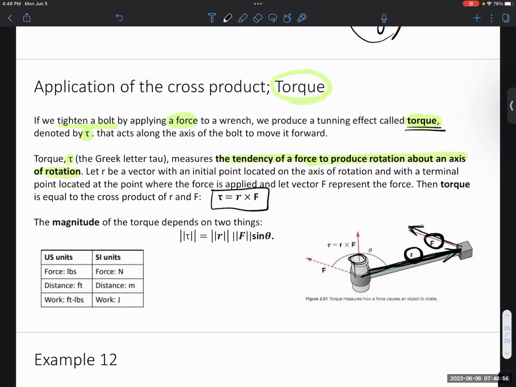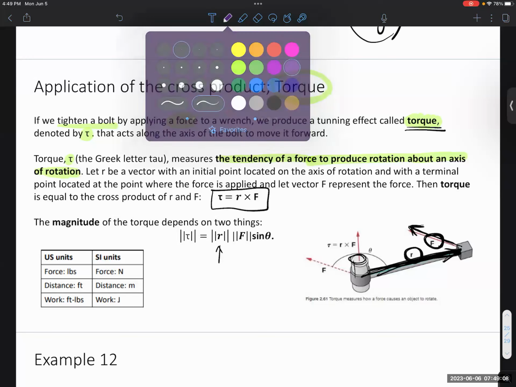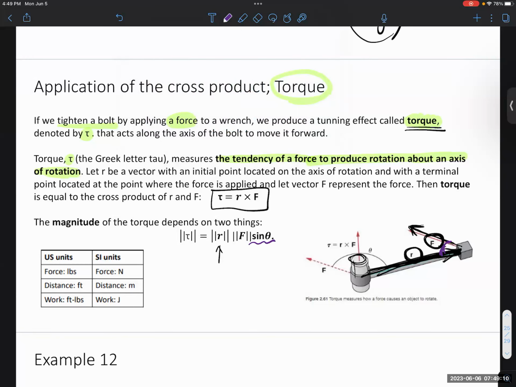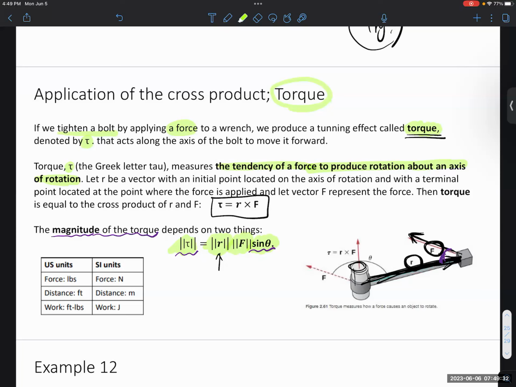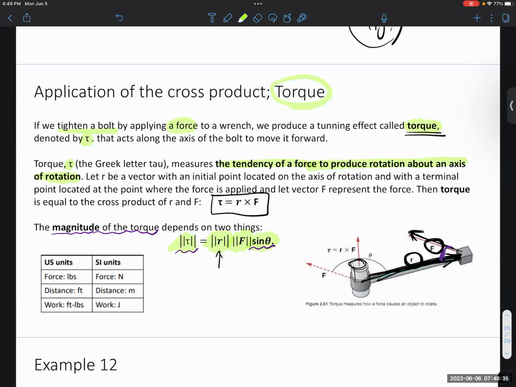It is going to involve each vector's magnitude, and there is also the angle between them. If you know the angle, you can find the magnitude of the torque. So the magnitude of the torque is going to be the magnitude of R times the magnitude of the force times sine theta. So that's going to be the torque. This is where you're going to use the cross product. I will show you very soon. We found a very similar formula above. Just be aware of the units of force, distance, and work.